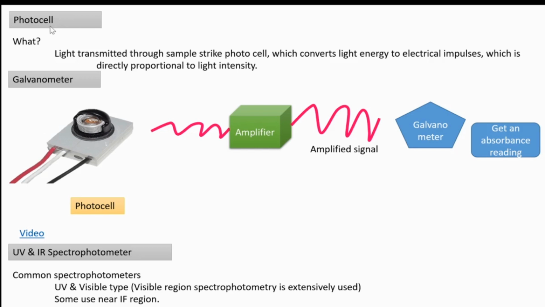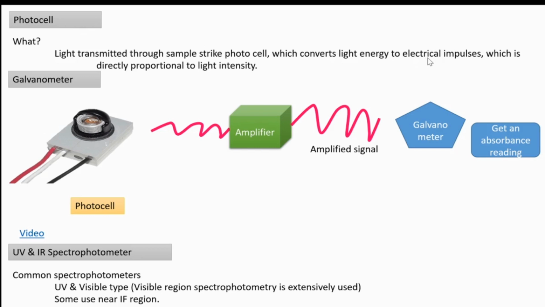Next part of spectrophotometry is a photocell. What is a photocell? Its purpose concerns the light that is transmitted through the sample. After selecting a single wavelength by the monochromator, that wave passes through the sample, and depending upon the concentration of that sample, a certain amount of the wavelength is absorbed and the remaining portion is transmitted. That transmitted light energy is converted to an electrical impulse by the photocell. That is the purpose of the photocell.